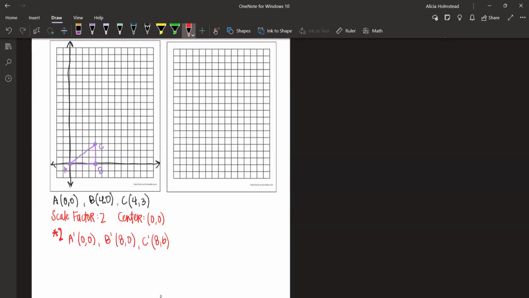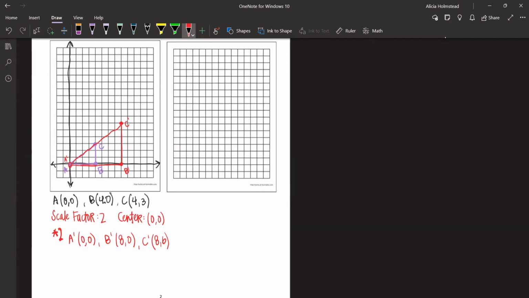So let's put those on our graph. A prime is going to be at the same place as A. B prime is at 8, 0. So we got 1, 2, 3, 4, 5, 6, 7, 8, 0. And then C is at 8, 6. 1, 2, 3, 4, 5, 6. So this down here is B prime. This up here is C prime. And if we draw and connect those points, then we will see our dilated image.